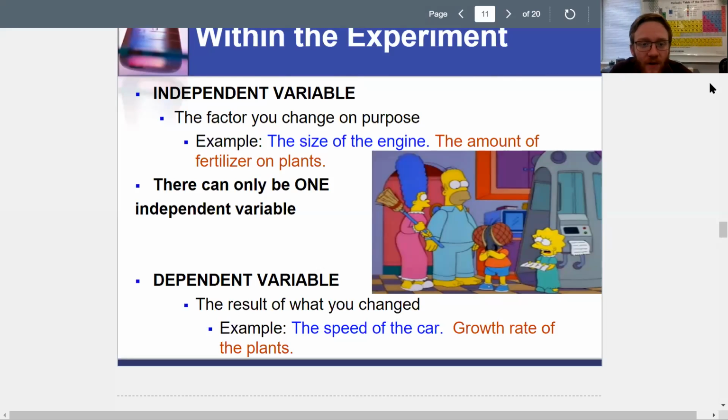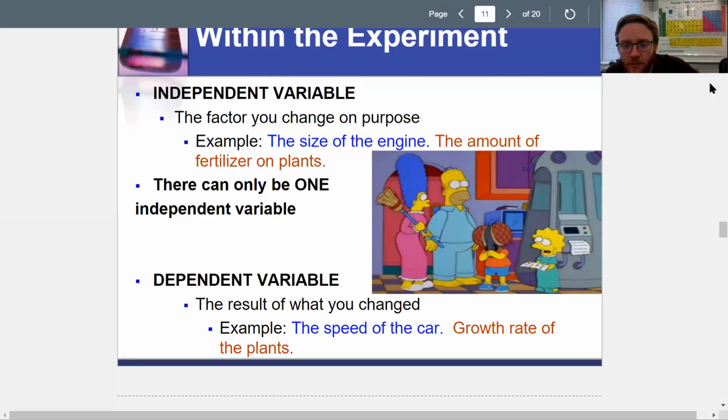So the independent variable means it's independent of change, meaning you're the one that has to change it. It's not going to change on its own. All right. And so the factor you change on purpose. This is what you are controlling. Okay. This is the knob that you have that you're twisting. Maybe it's temperature. All right.